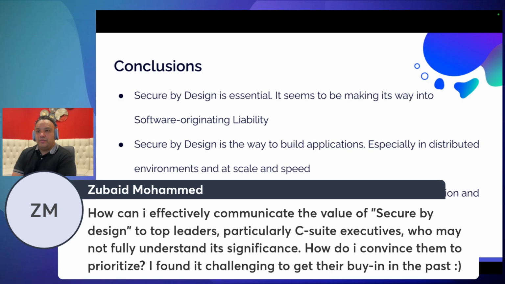I have a question from Zubaid, who asks, how can I effectively communicate the value of secure by design to top leaders, particularly C-suite executives who may not fully understand the significance? How do I convince them to prioritize? Again, I think I answered this before, but let me reframe it for you. I would focus on breaches that have happened in a similar industry. That would be one example. Second is the value of secure design, giving them metrics that translate to money terms. I think that's the best.